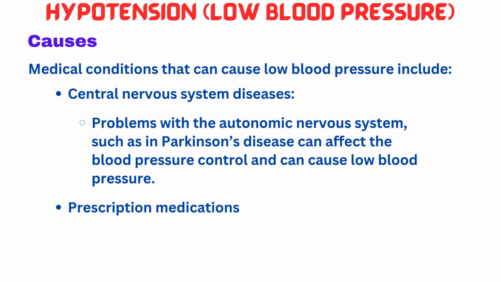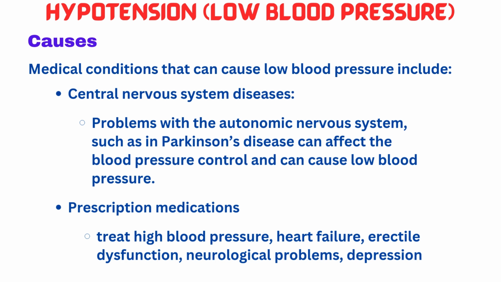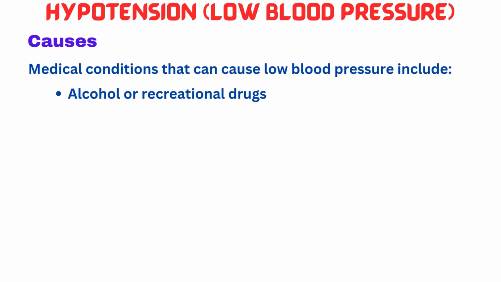Hypotension can happen with medications that treat high blood pressure, heart failure, erectile dysfunction, neurological problems, depression, and more. Don't stop taking any prescribed medicines unless the provider tells the client to stop. Recreational drugs can lower the blood pressure, as can alcohol. Certain herbal supplements, vitamins, or home remedies can also lower the blood pressure. This is why clients should always include these when they tell the healthcare provider what medications they are taking.